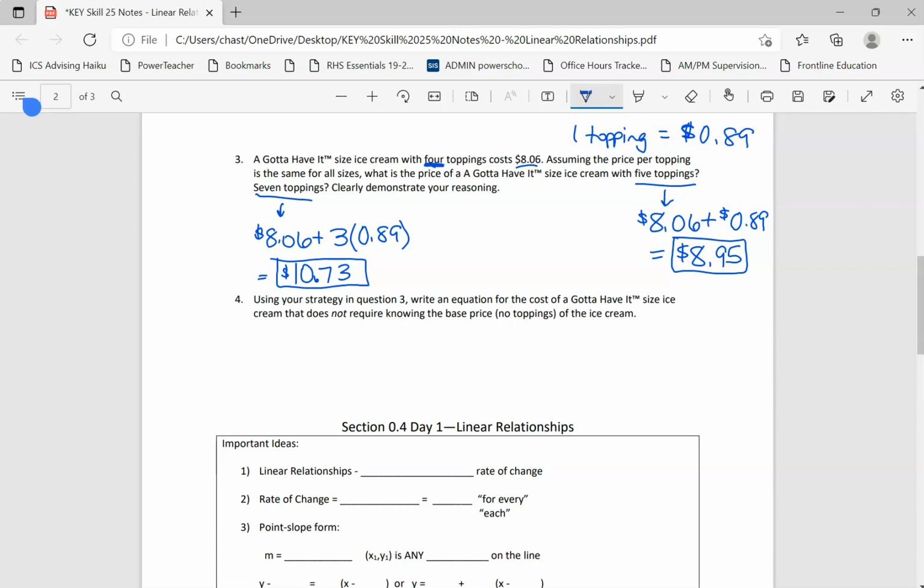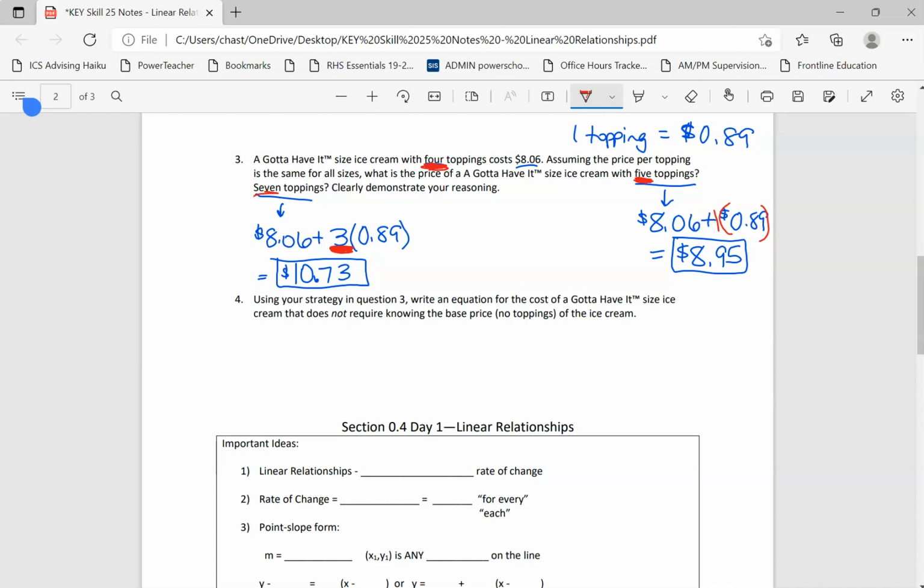Notice how on each of these we took the thing that we multiplied by here. On the first one, it's like I multiplied by 1 because we had our 4 toppings already. I had to add an additional topping to make the 5 toppings. If I look here, I had to add 3 because I had 4 already, but to make 7, I had to add 3 more.